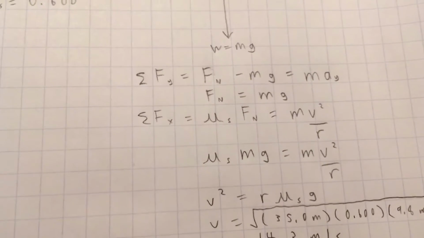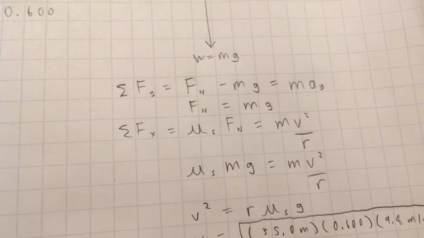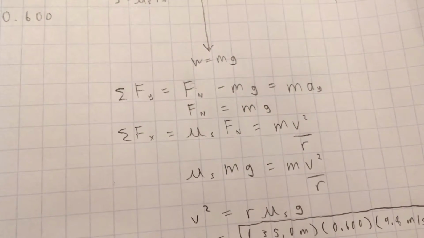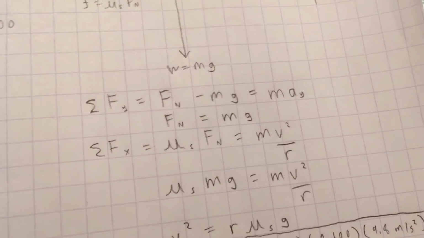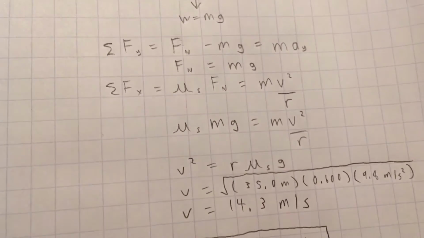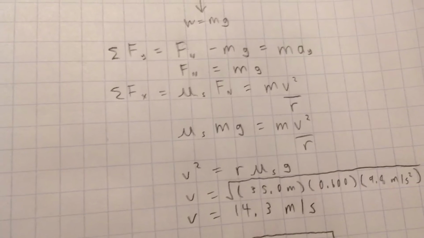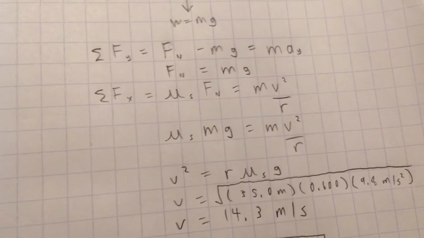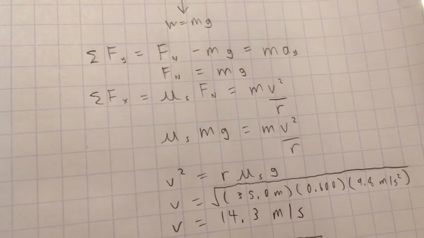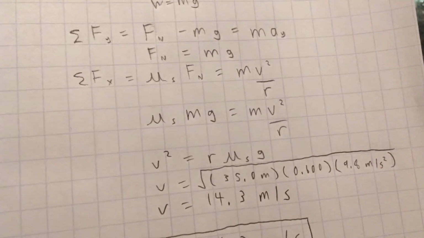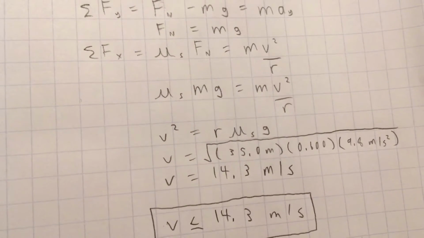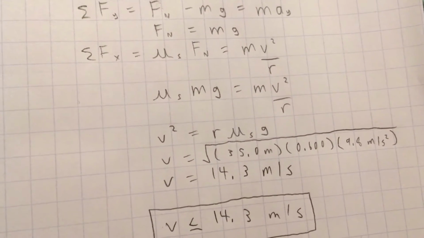Now, summing the forces in the x direction, we have the frictional force is equal to mass times velocity squared over r. And we can substitute in mass times gravity for the normal force. So we have the coefficient of friction times mass times gravity equals mass times velocity squared over r. We can cancel out the mass to get velocity squared equals r times the coefficient of friction times gravity.